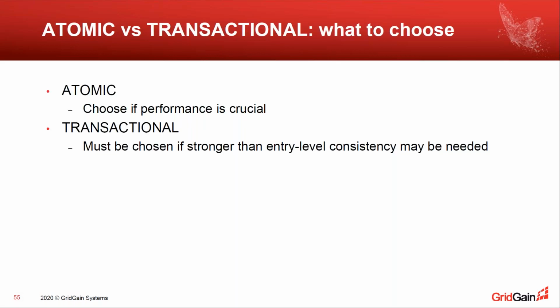And I'll proceed. To sum it up, if you want to choose between atomic and transactional caches, in the common case you can choose atomic because performance in the atomic case is better. But in case there's a business operation that requires strong consistency, or you anticipate that such an operation will appear in your system in the near future, you have to use transactional caches. Because on atomic caches there are only entry-level atomicity guarantees, and on transactional caches there are full ACID guarantees.